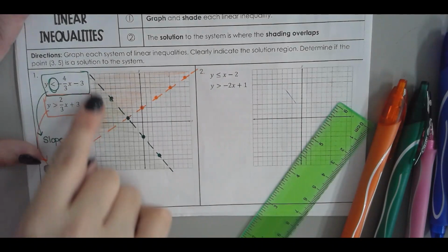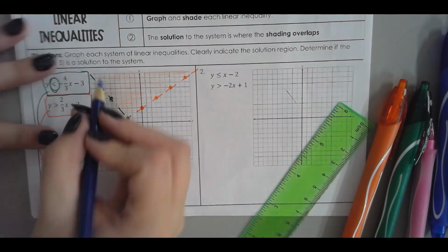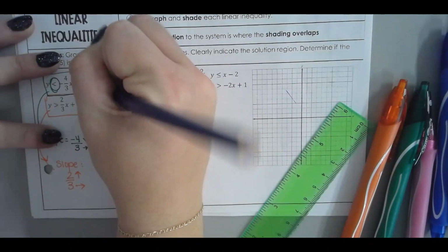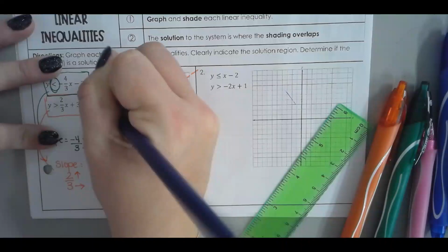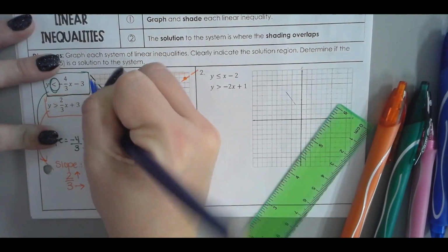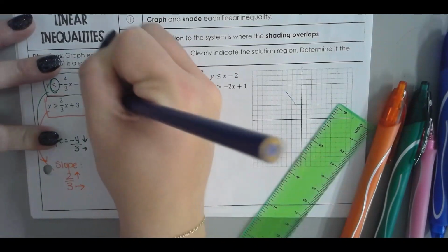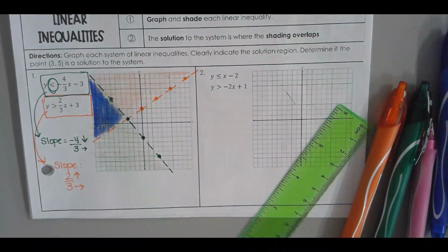That is this overlap. So you're going to take your darkest color and be a little darker and shade in the overlap. So any point in that darker shaded region would be a solution for both of those inequalities.